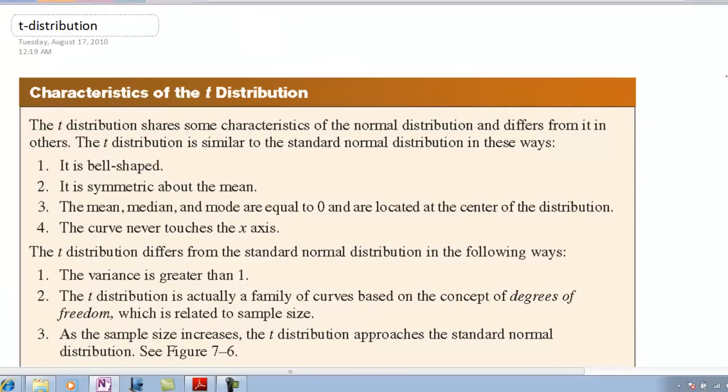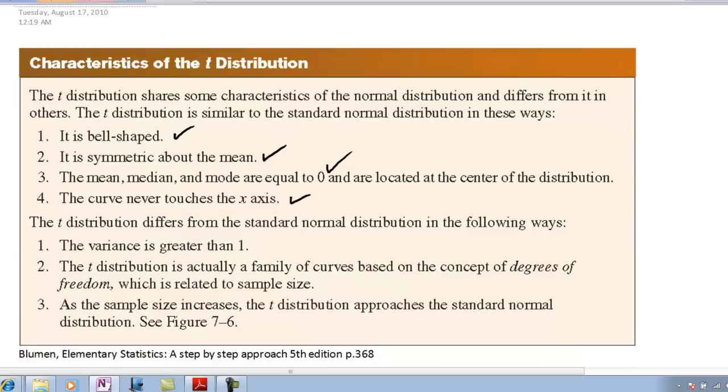A t-distribution is a non-normal distribution. It's very similar to a normal distribution in that it's bell-shaped, it's symmetric about the mean, median, and mode are equal to 0 and are located at the center of the distribution, so they're centrally located, and the curve has a horizontal asymptote at y equals 0 and never touches the x-axis.